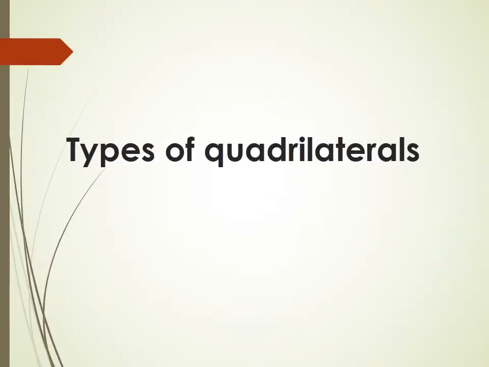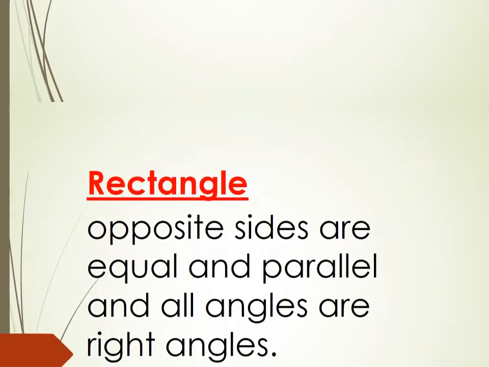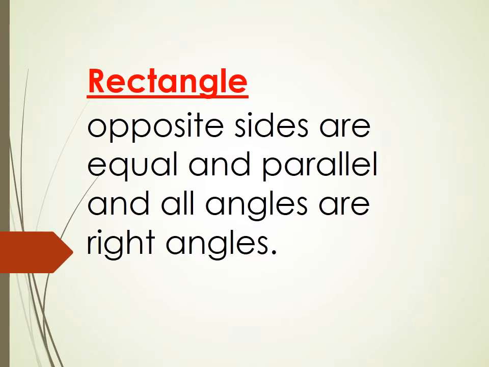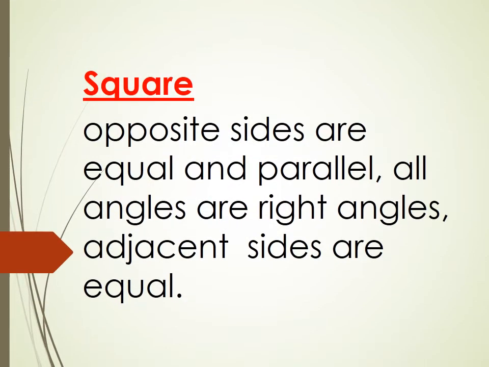Then we go to different types of quadrilaterals. The first quadrilateral is a rectangle. In a rectangle, opposite sides are equal and parallel, and all angles are right angles. And then we'll go to a square. In a square, opposite sides are equal and parallel, and all angles are right angles, and then adjacent sides are equal.